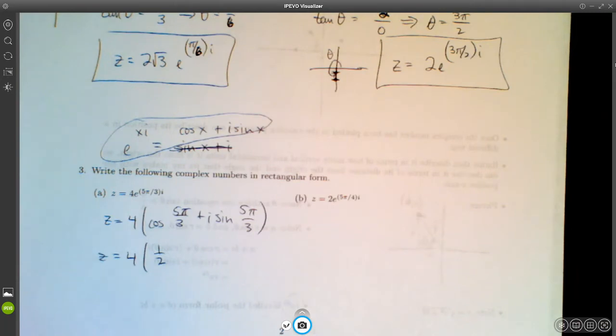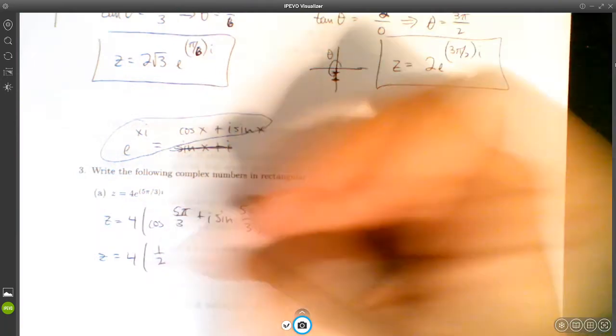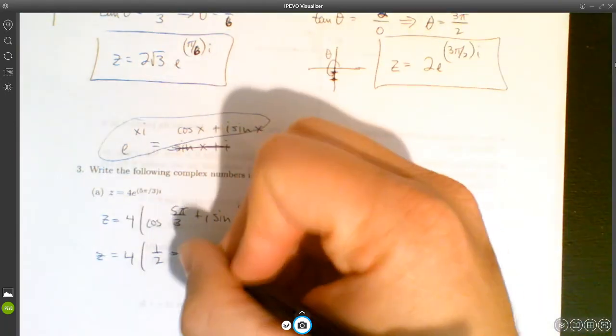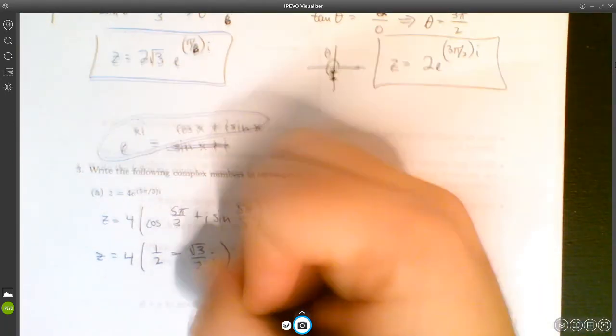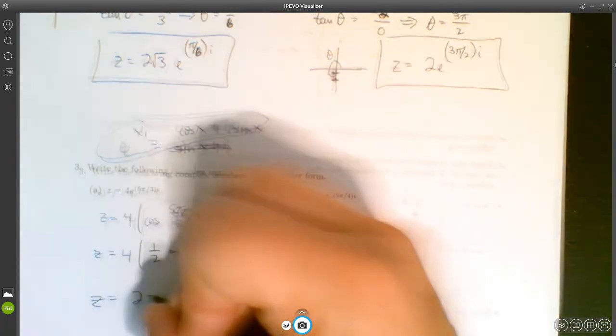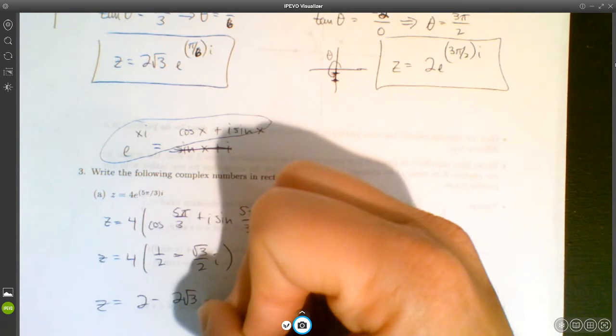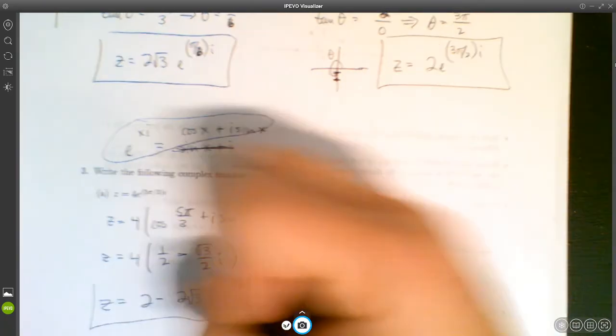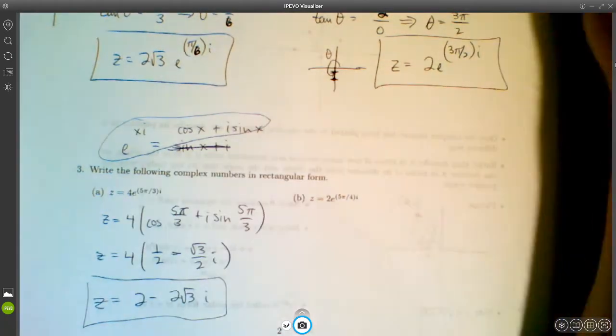Sine 5 pi over 3. Negative root 3 over 2. Okay, minus root 3 over 2 i. Of course, you can distribute the 4, right? So we can say z is 2 minus 2 root 3 times i. And there you go. There's the rectangular form.